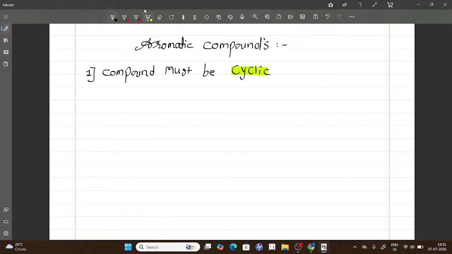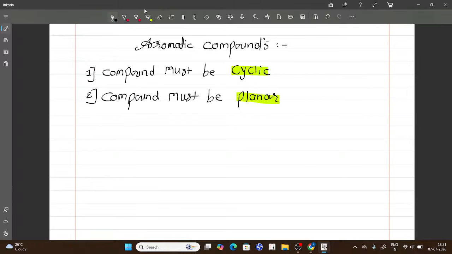Next, our compound must be planar. So what are planar compounds? Planar compounds म्हणजे काय? कोणते compounds planar असतात?